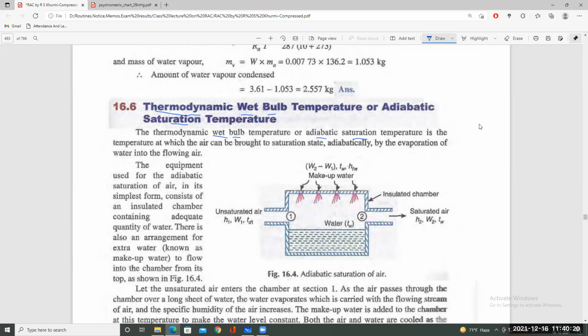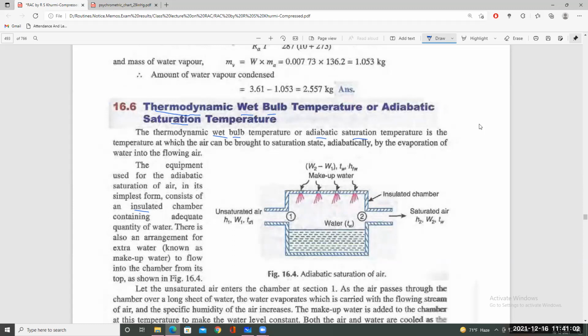So we should reach a state at which the air is saturated, the wet bulb temperature, adiabatic saturation temperature, or thermodynamic wet bulb temperature, when there is no heat transfer but the air is fully saturated with the vapor. Now, how is it possible? The equipment used for the adiabatic saturation consists of an insulated chamber like this, which is totally insulated, so that no heat transfer takes place across this boundary, and it contains an adequate quantity of water. Now, there is an arrangement for extra water, known as makeup water, to flow into the chamber from the top.